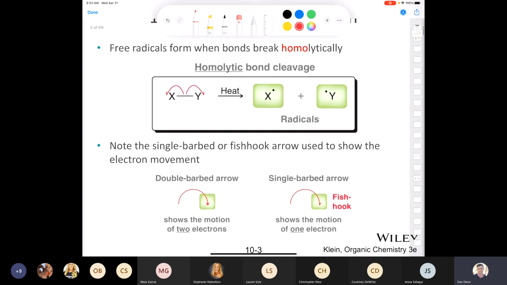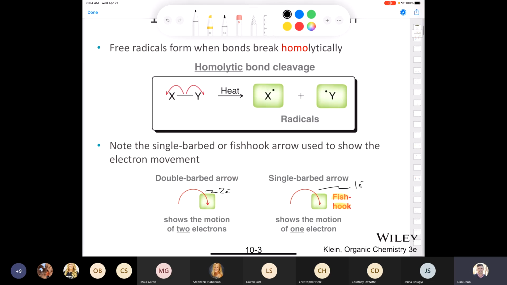Let's get into those arrows a little more, because these fishhook arrows are going to be very important for us in this chapter. It's important that you know the difference between the double barbed arrow and the single barbed arrow that we often call a fishhook arrow. All of these double barbed arrows that we've used in resonance structures and in mechanisms like SN1, SN2, E1, E2, etc., show the movement of 2 electrons. However, the single barbed arrow shows the movement of 1 electron.